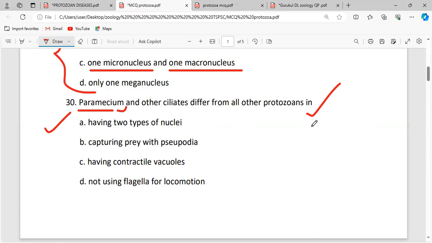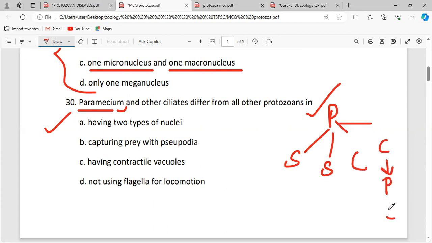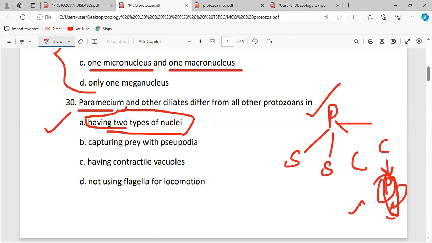We know there are different phyla and subphyla seen under the protozoa: Sarcomastigophora, Sporozoa, Microspora, and Ciliophora. In that Ciliophora, we have paramecium and other ciliate examples. The question comes from here: how this paramecium differs from other ciliates. How is it making the difference? Only this paramecium has two types of nuclei. So the answer is having two types of nuclei.